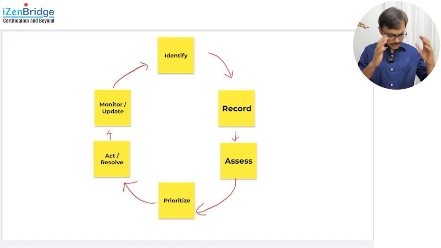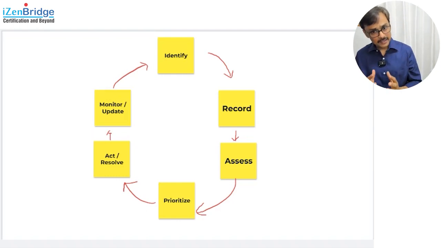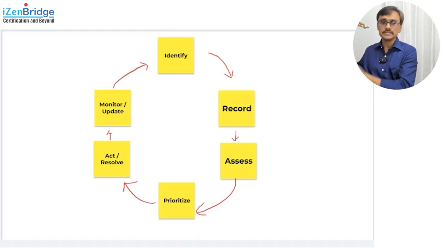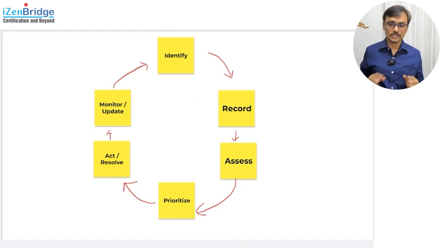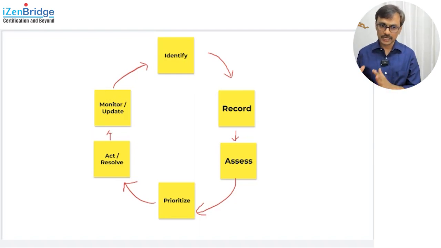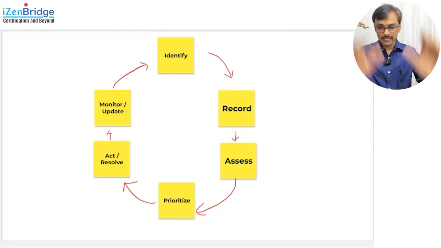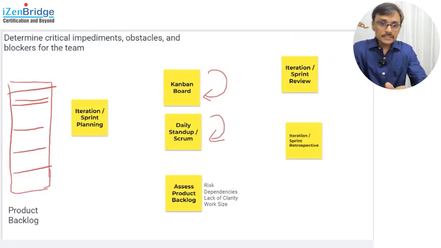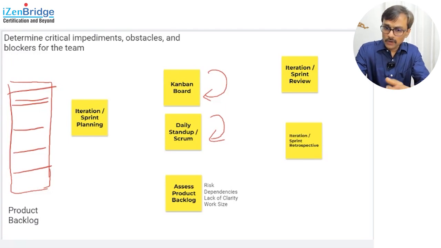In simple words, identify, analyze, act, and check the action results. Again, new identification and/or the effectiveness of the action. This whole process is expected to be continued throughout our project life cycle. So this is like a first high level understanding of the impediment cycle. Now, determine critical impediments, obstacles, and blockers for the team.